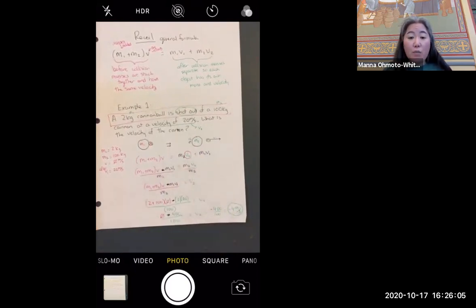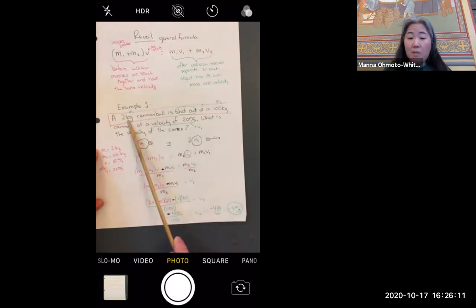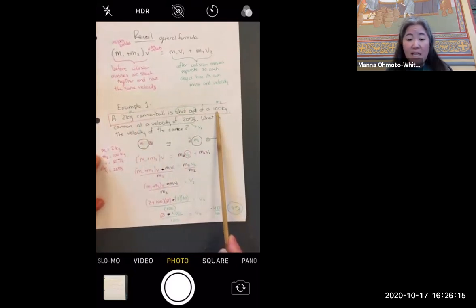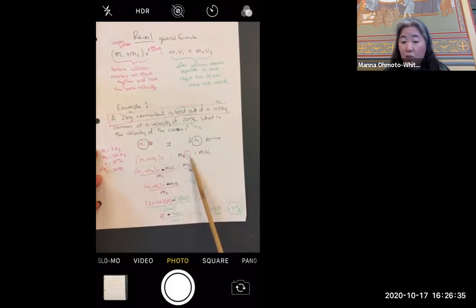Clues that it's a recoil problem: "shot out of." So my cannonball is my first mass, that's 2 kilograms. The mass of my second thing, my cannon, is 100 kilograms. Their velocity together is going to be 0 meters per second in this case. And afterwards, v1, the velocity of my cannonball, the smaller one, is 20 meters per second. So I'm looking for v2.